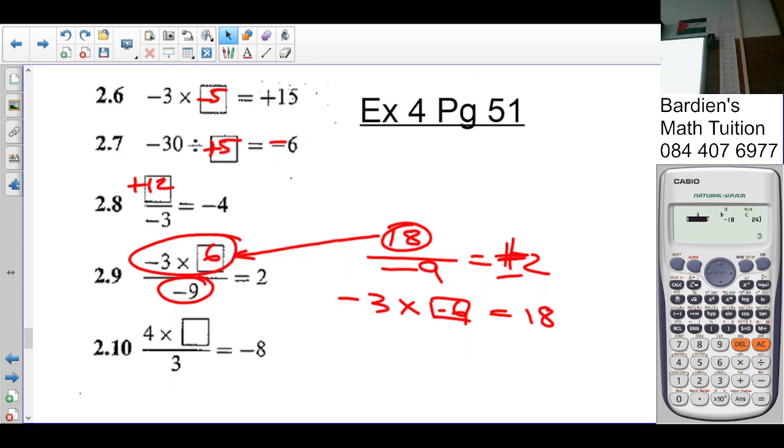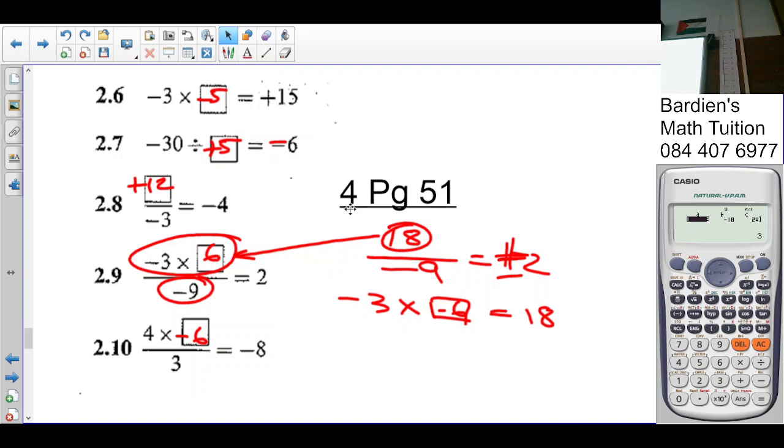The next one, 2.10. Positive 6. 6 times 4 is 24, divided by 3 is 8. But here it's negative 8. There has to be negative 6. That makes sense, people? It's always going to make sense to check.